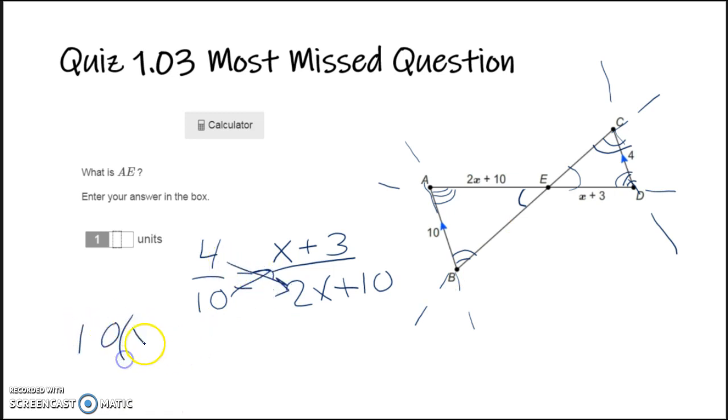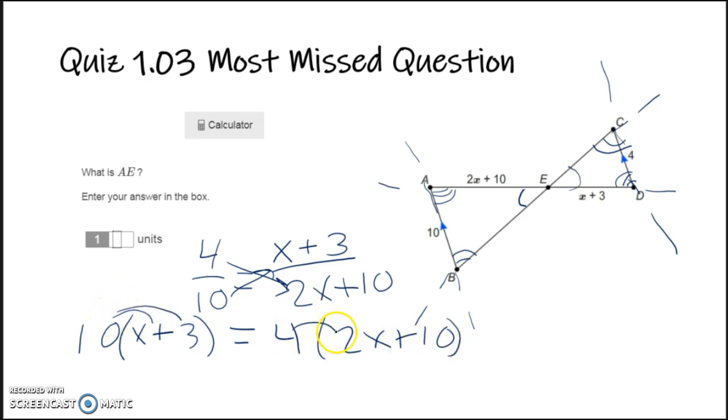We have 10 times x plus 3 equals 4 times 2x plus 10. Distribute on both sides. We end up with 10x plus 30. Oh, if my writing will stay. Doesn't want to stay for me. Let's try over here. There we go. 10x plus 30 equals, and we'll have 8x, distributing that 4, plus 40. Again, just distributing that 4 into the parentheses.